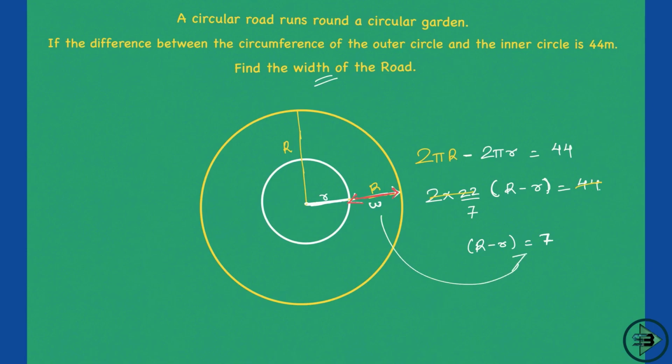So I know the answer to this. The width of the road here will be equal to 7. Okay, so just a simple application of circumference will give you the answer in this case. They didn't ask you the area, right? They asked you just the width, how thick it is. So you know it is 7 meters thick.